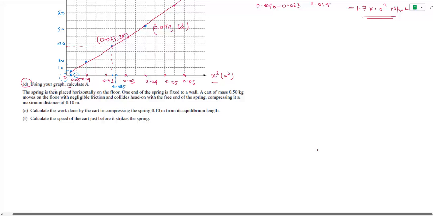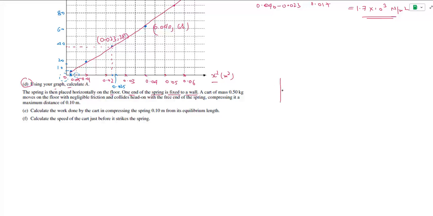Next part of the question. The spring is then placed horizontally on the floor. Now we have calculated A, so we have to use this here. One end of the spring is fixed to a wall.